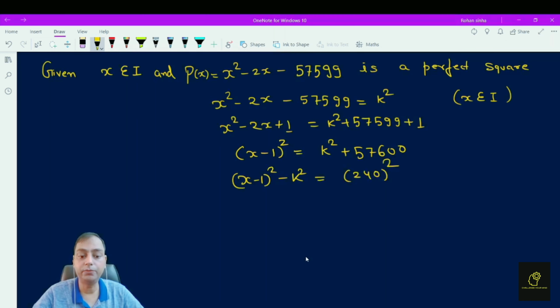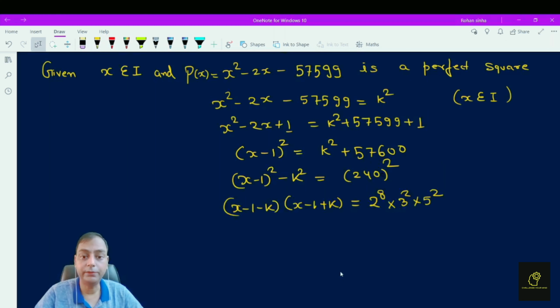So if we calculate this further, what we find? We find this as x minus 1 minus k into x minus 1 plus k. Simply apply the concept of a square minus b square, a minus b into a plus b. And what about 240? 240 square is 57600.